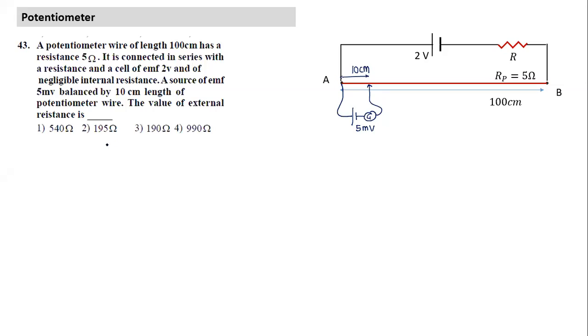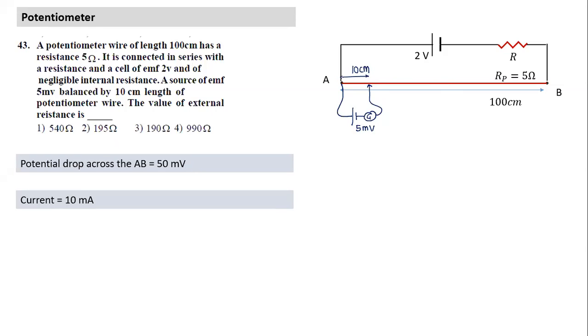So what would be the potential gradient? In 10 centimeter it is equal to 5 millivolts. Suppose I want to write the potential gradient in terms of millivolt per meter. Potential drop in 10 centimeters is 5 millivolts. So per meter, this is 10 centimeter, so it will be 10 times of this. So potential drop across AB is 50 millivolts, and that's indirectly the information given. Is that information enough to find out resistance R? I think it's enough. Yes, sir.